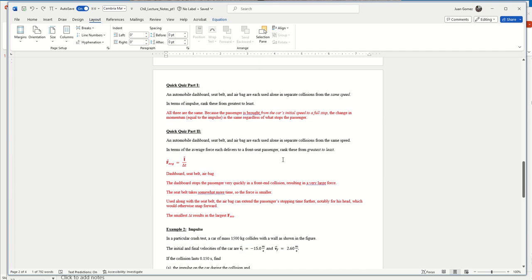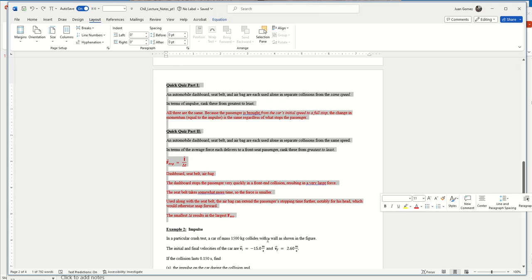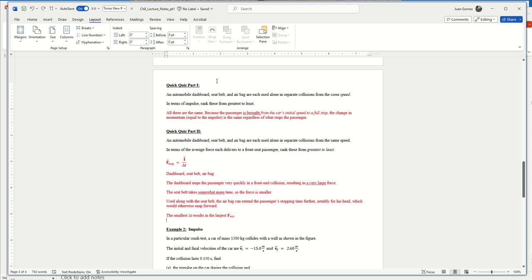Let me go ahead and do just a couple of what I call quick quizzes, and then in another video I'll throw in some numbers. So here you have a dashboard, seatbelt, and airbag. They're each used alone in separate collisions, the crash test dummy type stuff. In each collision, they have the same initial speed. In terms of impulse, rank them from greatest to least.